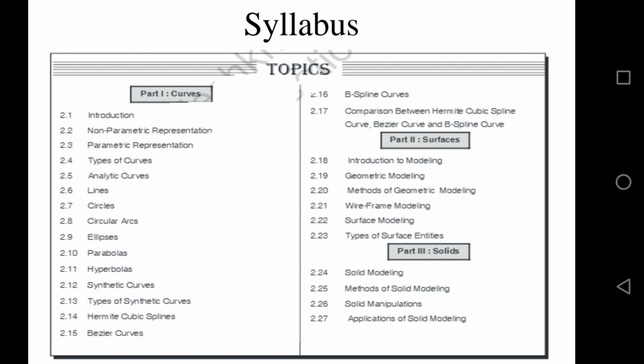The second part of your second unit deals with the introduction to surface modeling, geometrical modeling, and the different methods of geometrical modeling. The third part deals completely with solid modeling and the different methods of solid modeling. I already said CAD CAM deals with the mathematical representation, how we represent mathematically the same things we do in software. Here we study the mathematical representation of curves, surfaces and solids, and the theoretical interpretation of the same.